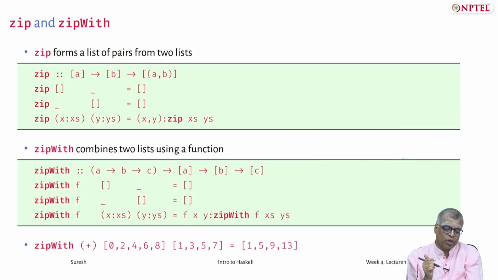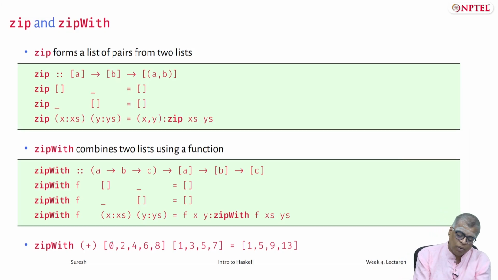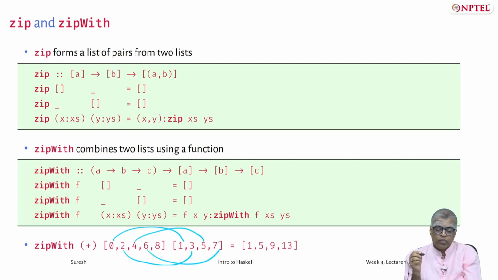Okay, what more can you do? Yeah, here is a simpler example. zipWith of plus on 0, 2, 4, 6, 8 and 1, 3, 5, 7 is 1, 5, 9, 13. Okay, so you're just adding 0 with 1. Okay, you do that.